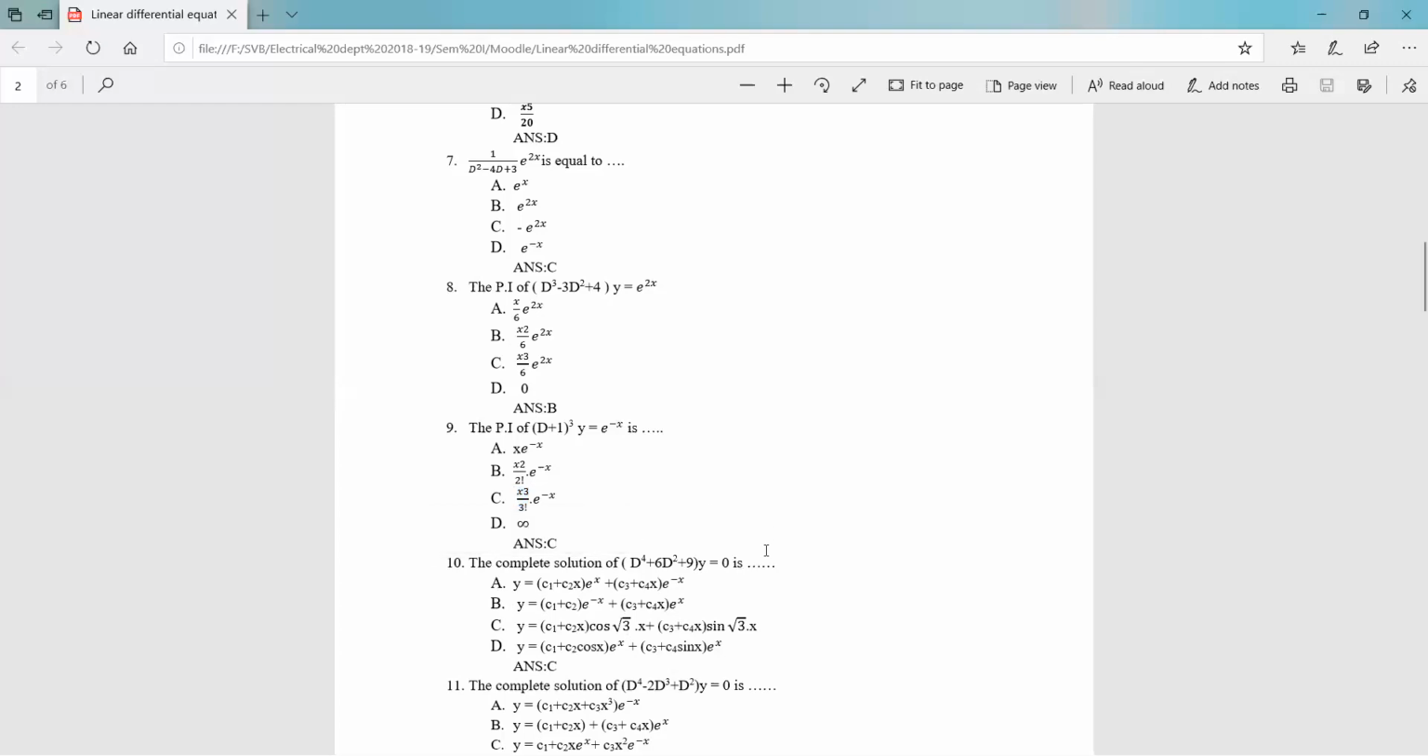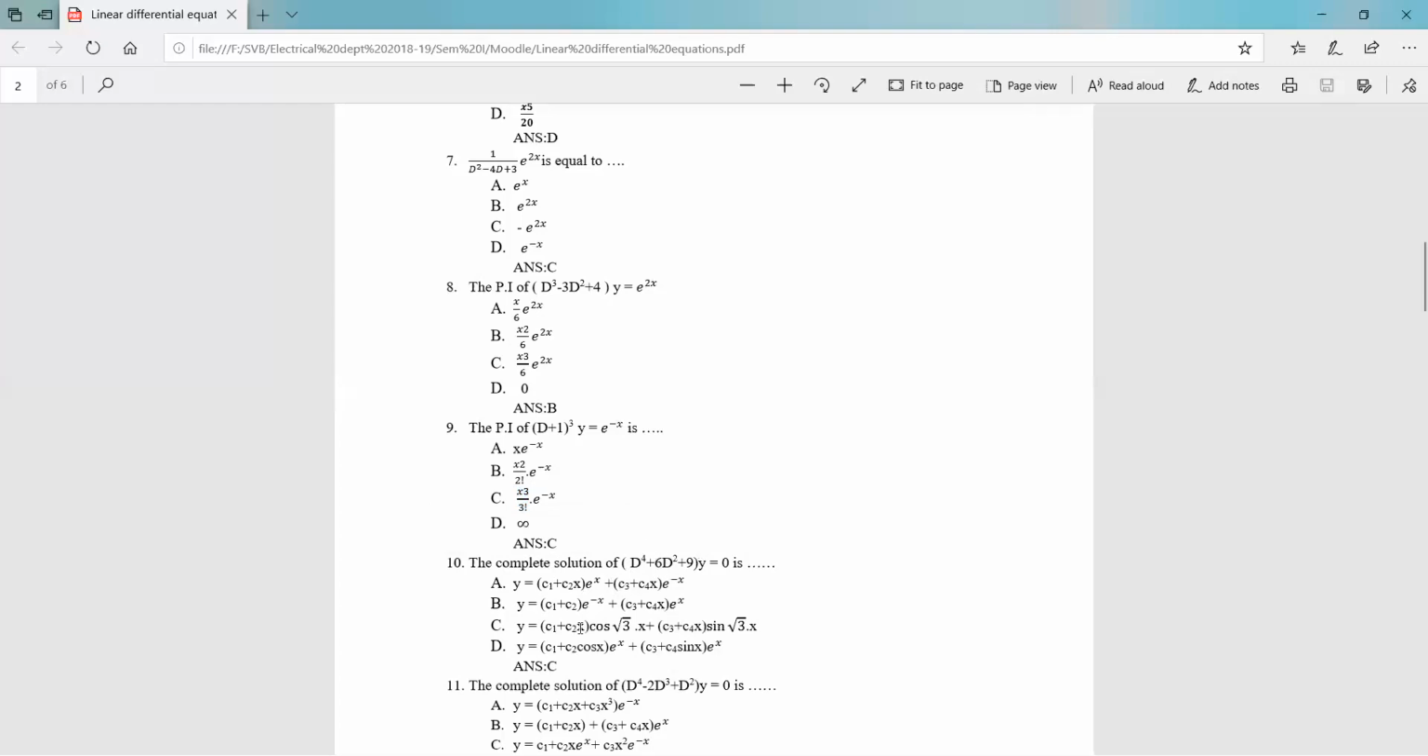Okay, and the last example, example number 10, the complete solution of d raised to 4 plus 6d square plus 9, y is equal to 0. Here the right hand side is 0, so the particular integral is 0, and the complementary function is the required complete solution. So we have to find the complementary function.